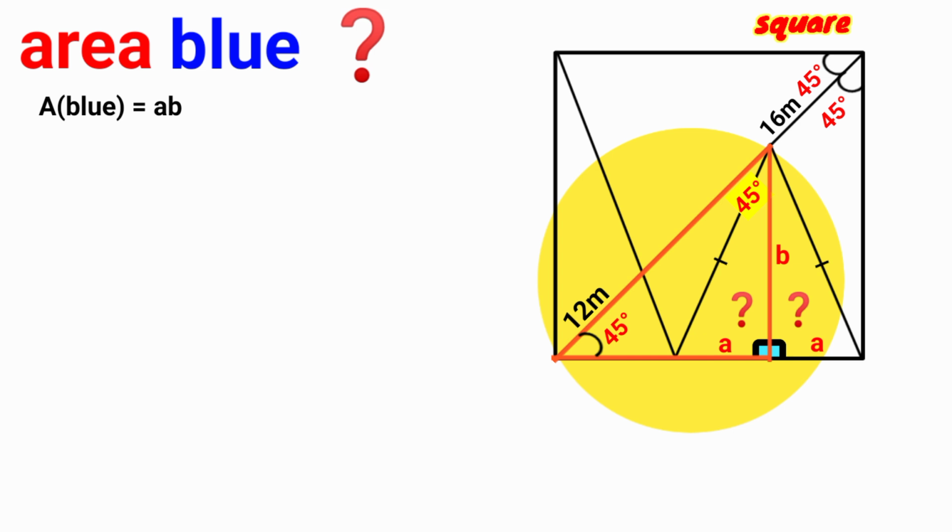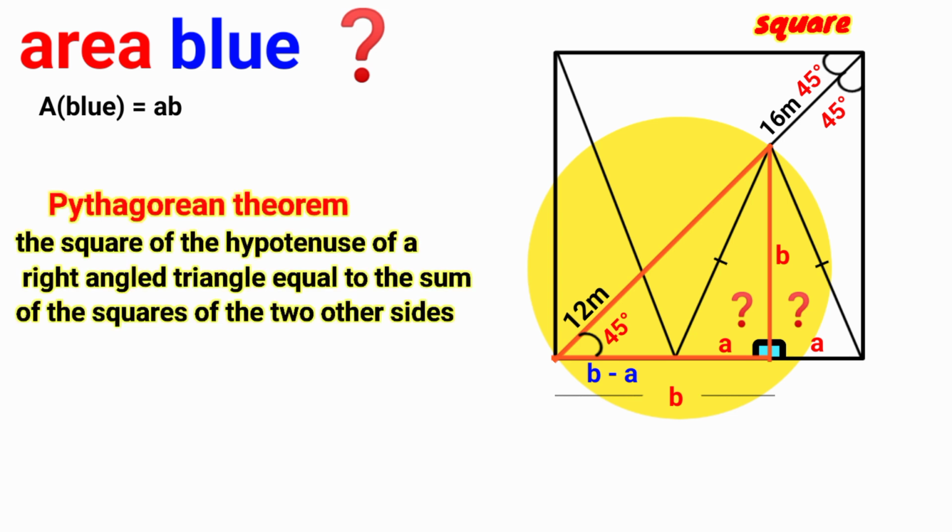The perpendicular sides of an isosceles right angle triangle are equal. So since this is B, this must also be B in length. We have this segment to be A. Therefore, this must be B minus A. Now since this triangle is a right angle triangle, we can use the Pythagorean theorem.